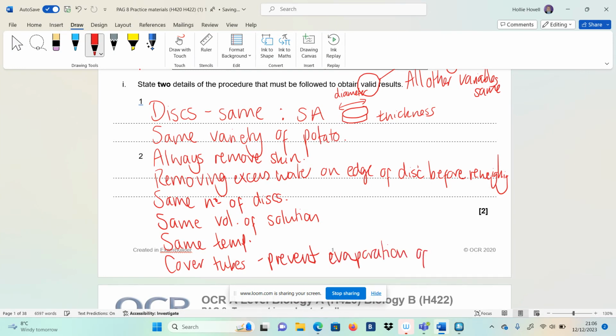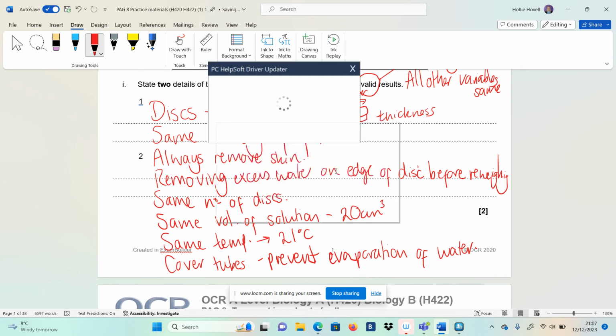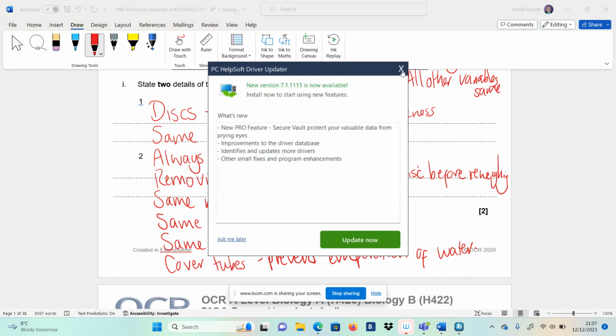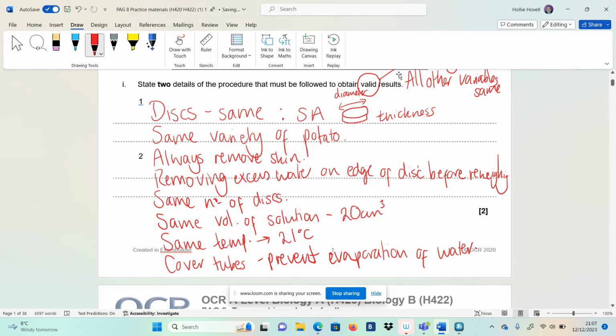Now, on this mark scheme, they didn't want any numbers, but sometimes they do. So sometimes it's worth, for example, if you're talking about same temperature, you could say do them all at 21 degrees C, room temperature. If you're talking about same volume of solution, you could say 20 centimeters cubed. So anything that is a measured quantity, put what the quantity could be.